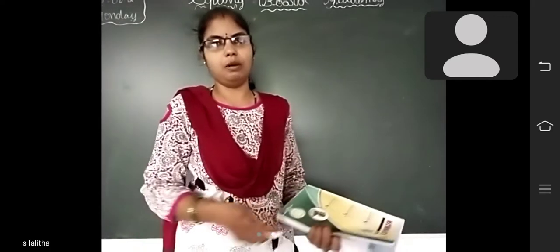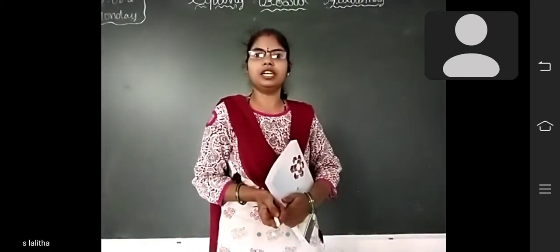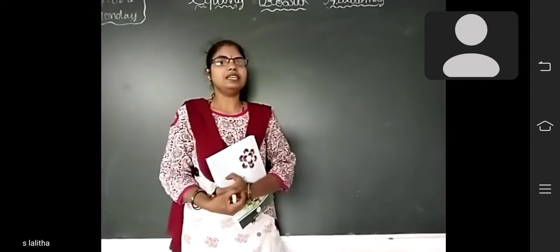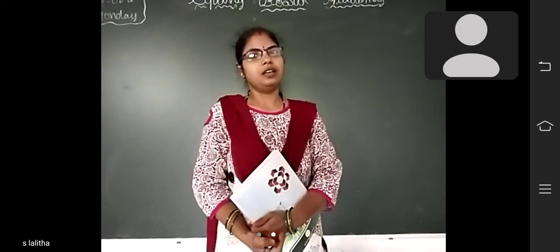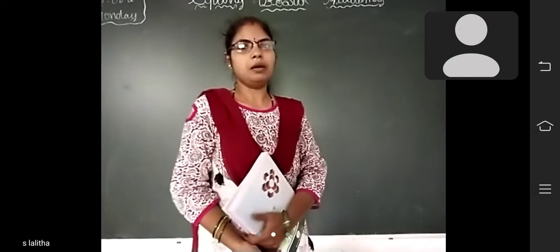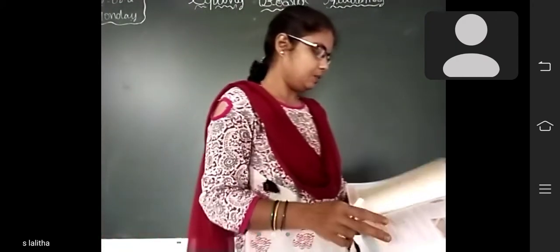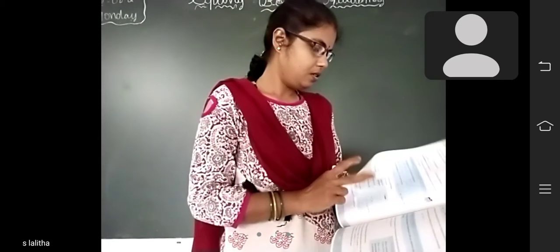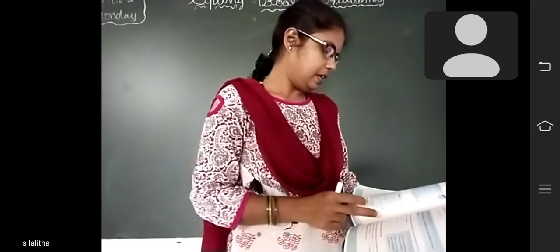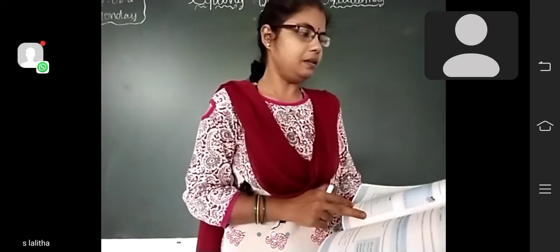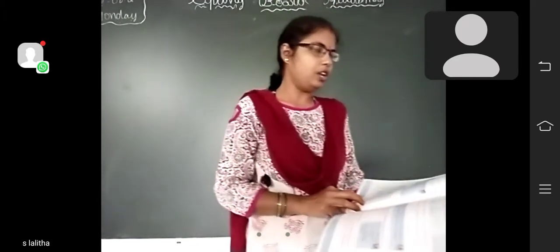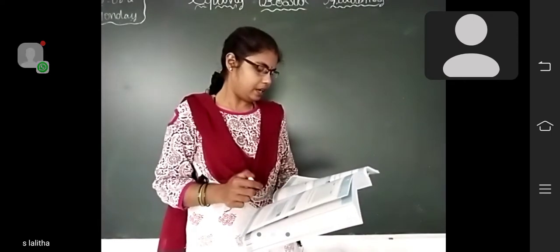Degree of the polynomial. What is called the degree of the polynomial, children? It is the highest degree of the term, the highest degree of the variables. That is called the degree of the polynomial. And next, types of polynomials according to degree. See page number 30. Types of polynomials according to degree.